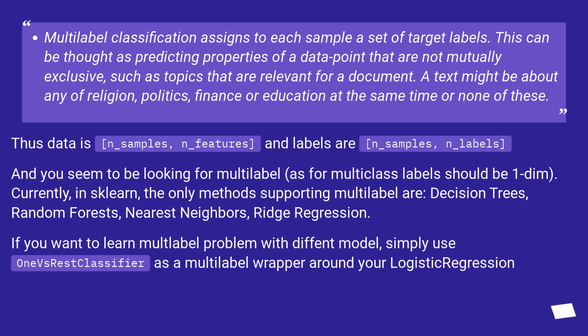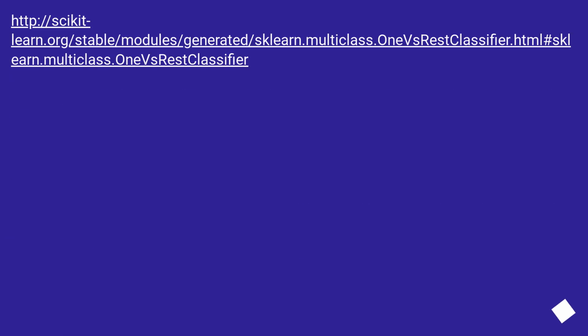Currently, in scikit-learn, the only methods supporting multi-label are decision trees, random forests, nearest neighbors, and ridge regression. If you want to learn a multi-label problem with a different model, simply use OneVsRestClassifier as a multi-label wrapper around your logistic regression. See this URL.